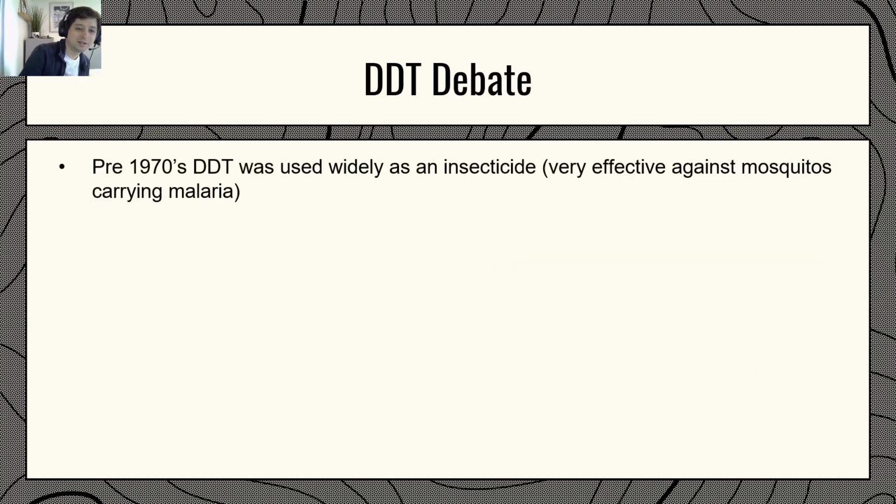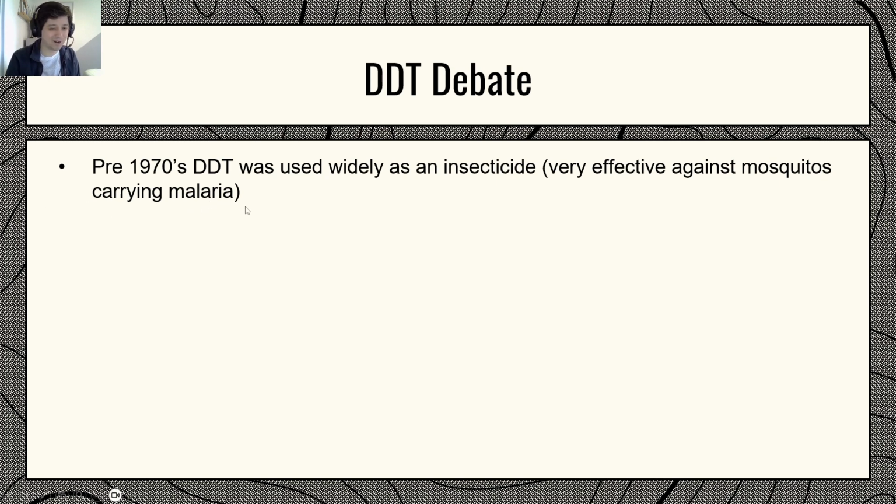Before 1970, DDT was used widely as an insecticide. Again, we see this suffix "icide" means to kill. An insect is a bug, right? It was very effective against mosquitoes carrying malaria.